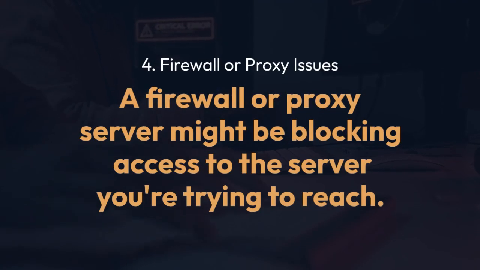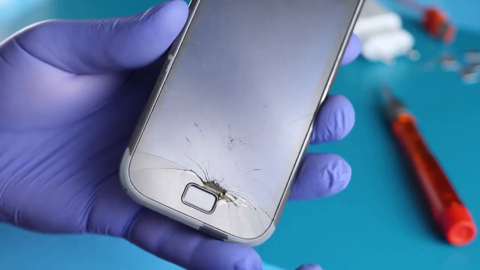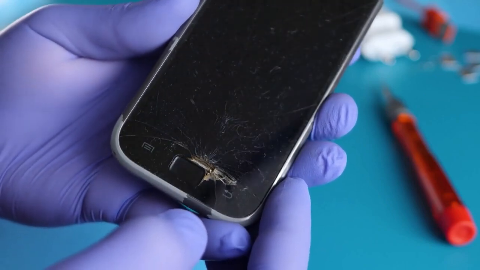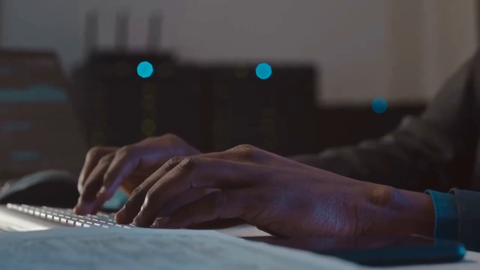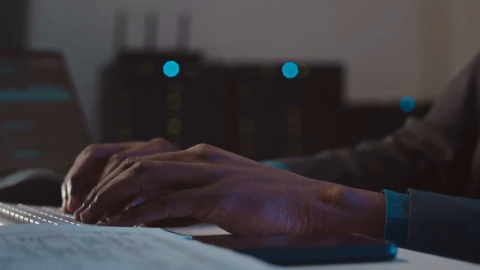4. Firewall or proxy issues. A firewall or proxy server might be blocking access to the server you're trying to reach. Check your firewall settings to ensure it's not preventing Node.js from making outgoing connections. If you're behind a corporate proxy, make sure your Node.js application is properly configured to use it.